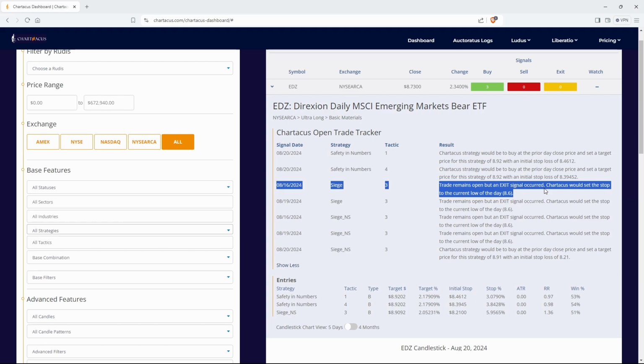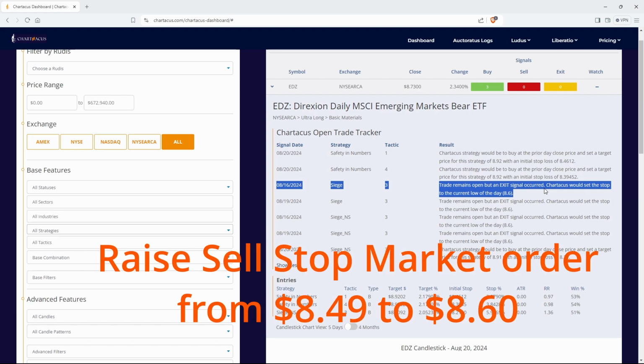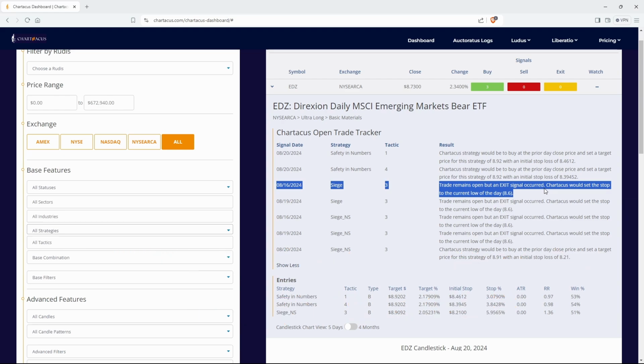Chartacus would set the stop to the current low of the day, and since this is before the market opened, Chartacus means the low of yesterday, which was 860. If we desire to continue to follow Chartacus, this means we should raise our stop loss order again, this time to $8.60. So let's log into our brokerage accounts and do that.